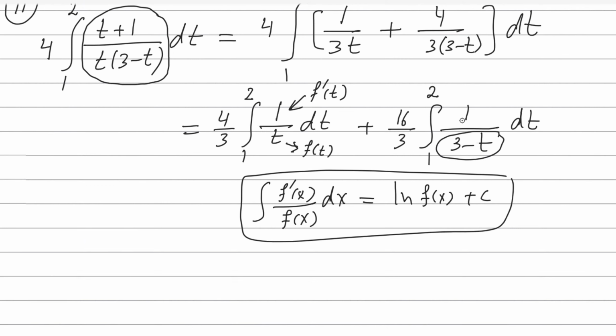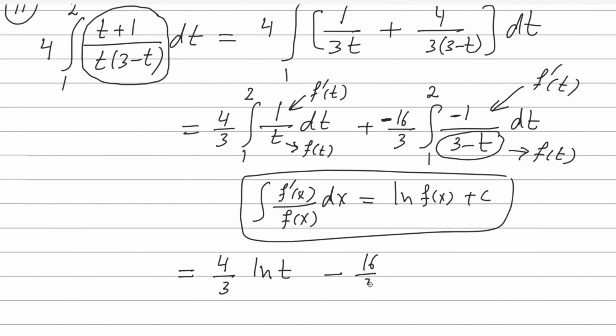But we want the derivative of this function, which is given in t, to be in the numerator. But here the derivative of 3 minus t is minus 1, and here it is plus 1. So you can make it minus here, but keep a minus outside. It will be balanced then. This will be 4 over 3 log t, and this is minus 16 over 3 log of 3 minus t.